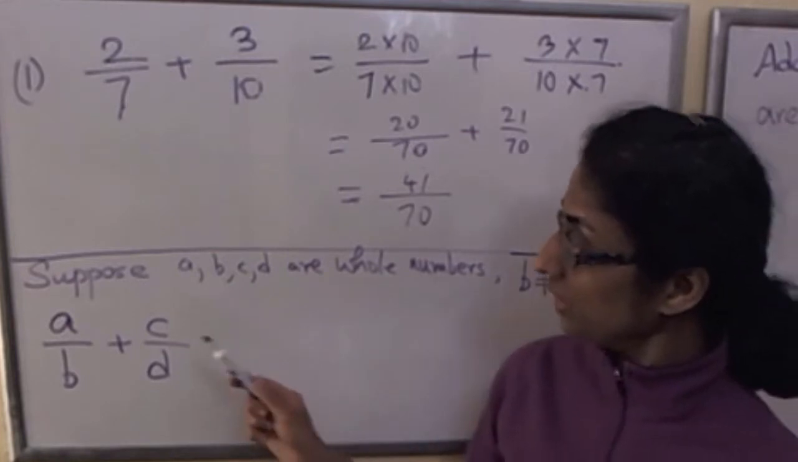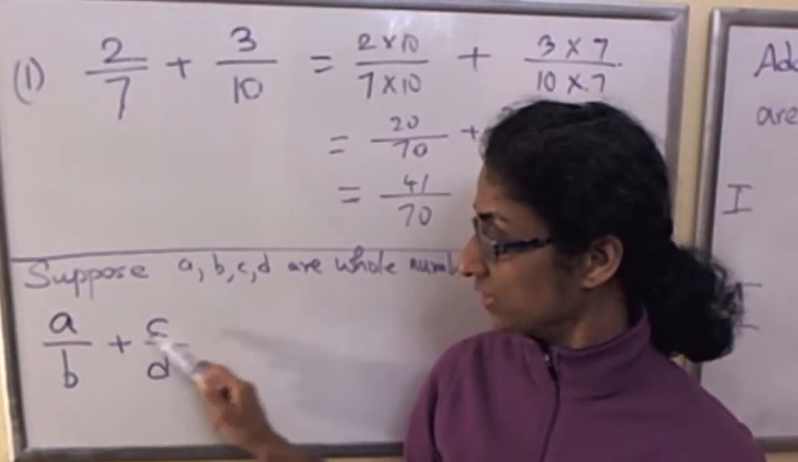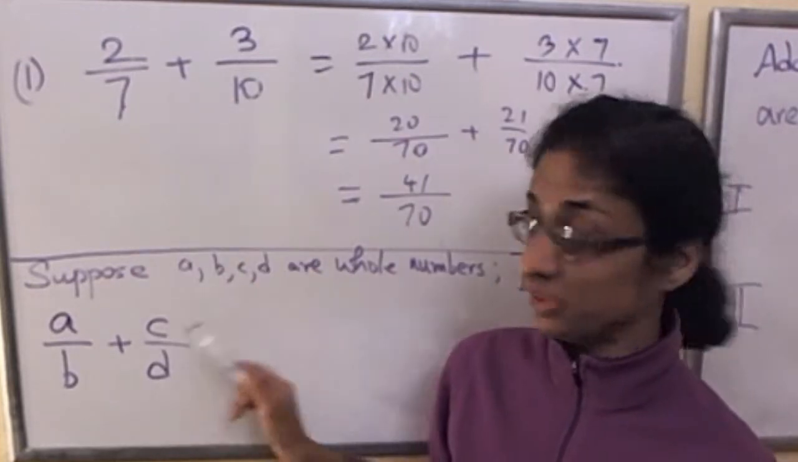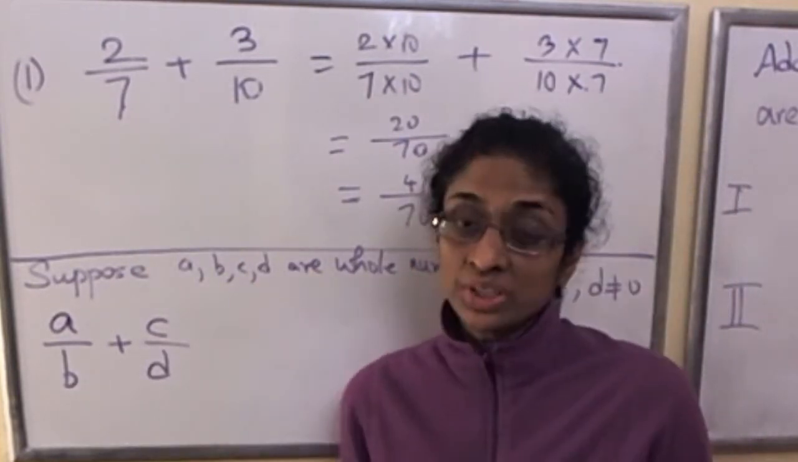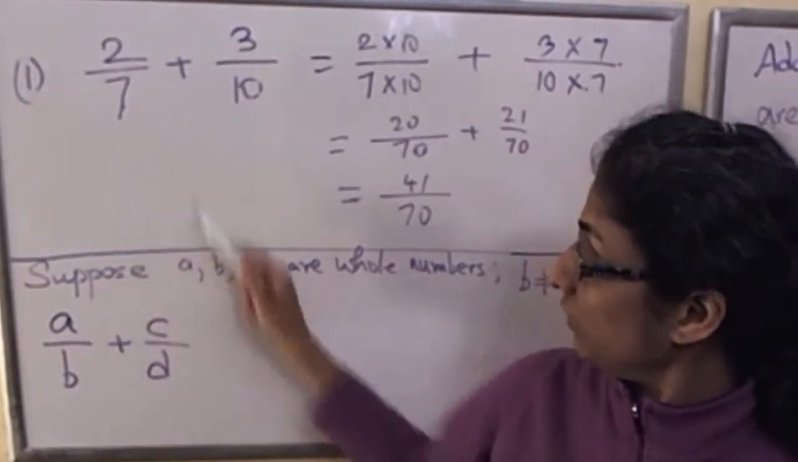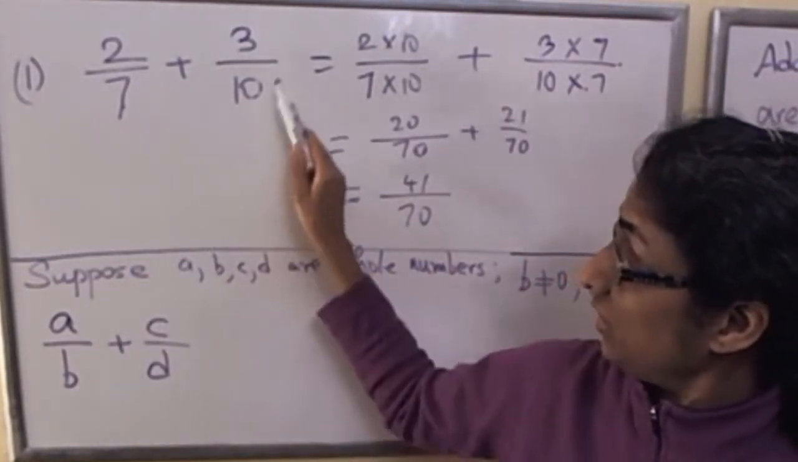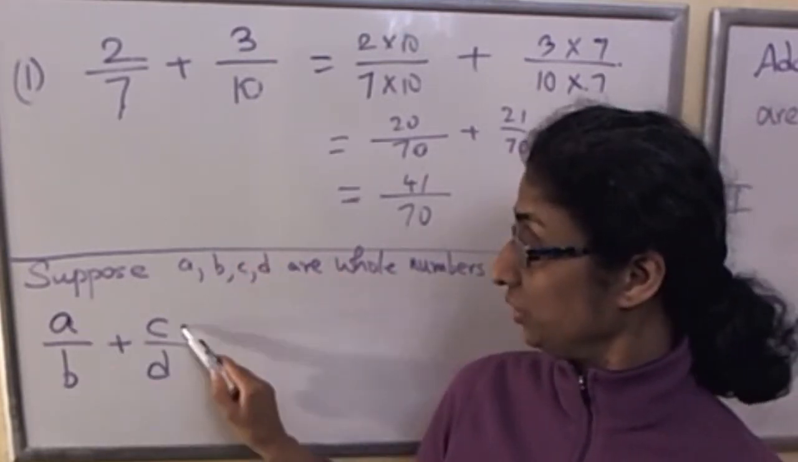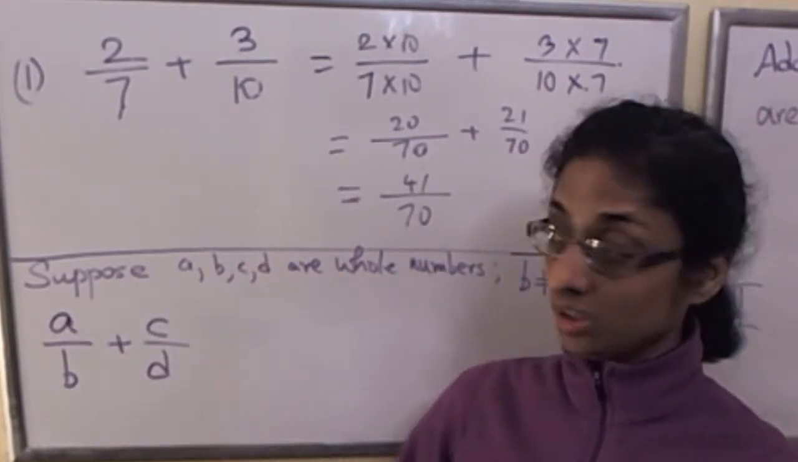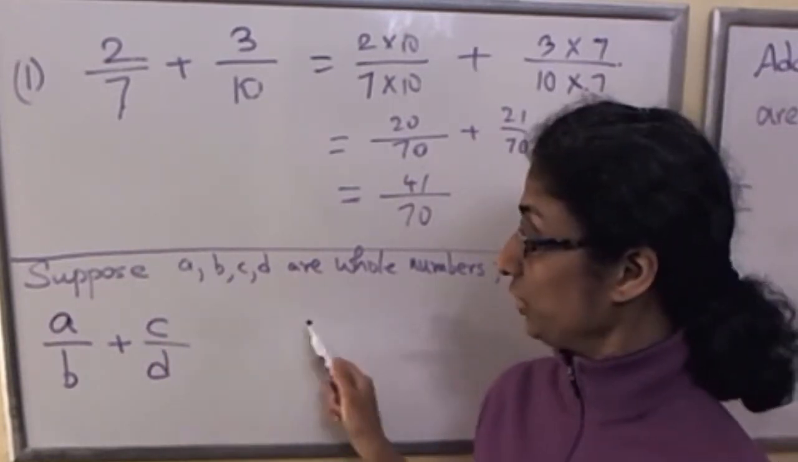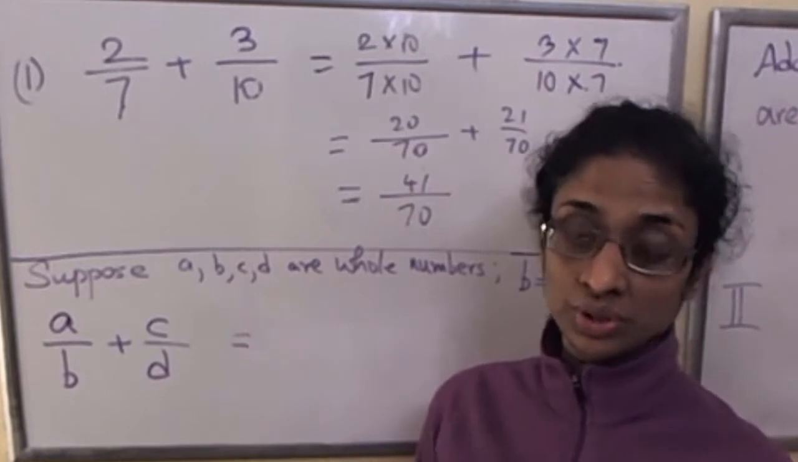So what do I have here? A over B, a fraction, plus C over D, another fraction. Okay, just like this, but here, by using letters, we give ourselves more freedom. A could be 2, B could be 7, C could be 3, D could be 10, and then we get exactly the same problem. But you could pick any other whole numbers for A, B, C, D, and that means whatever we write out here also applies to another example.